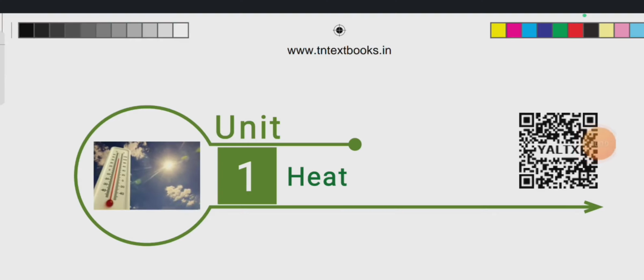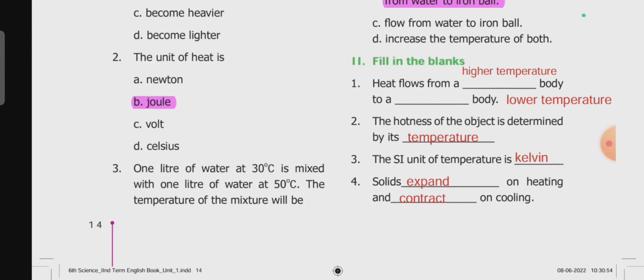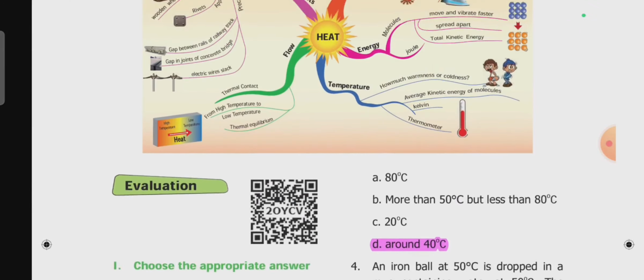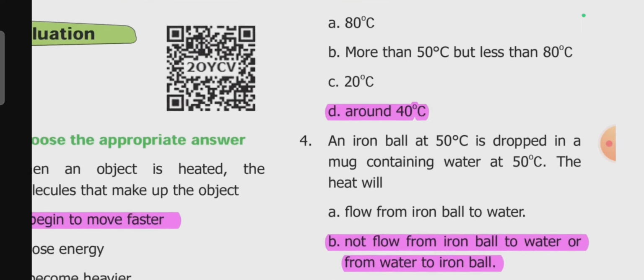Unit 1 heat. First Roman, choose the appropriate answer. First one, when an object is heated, the molecules that make up the object, answer option A, begin to move faster. Second one, the unit of heat is joule. 1 liter of water at 30 degrees Celsius is mixed with 1 liter of water at 50 degrees Celsius. The temperature of the mixture will be, answer option D, around 40 degrees Celsius.